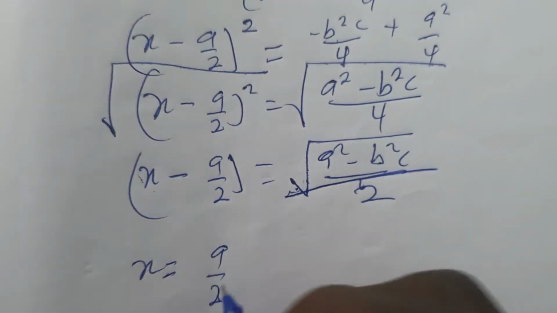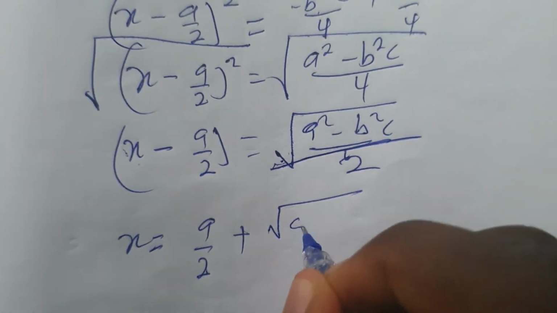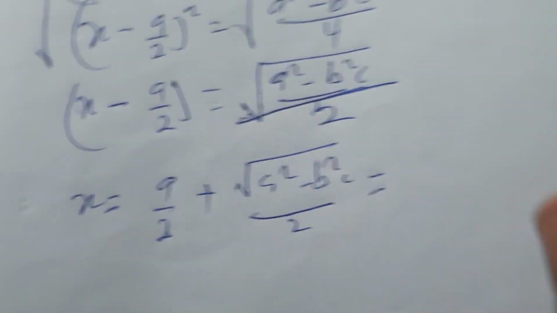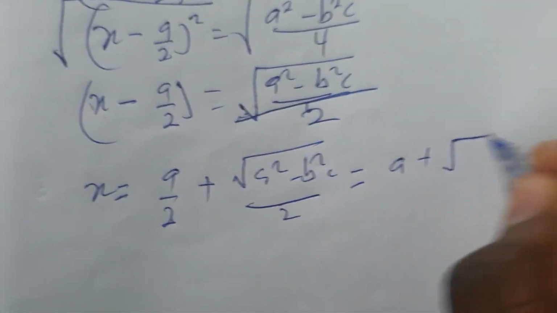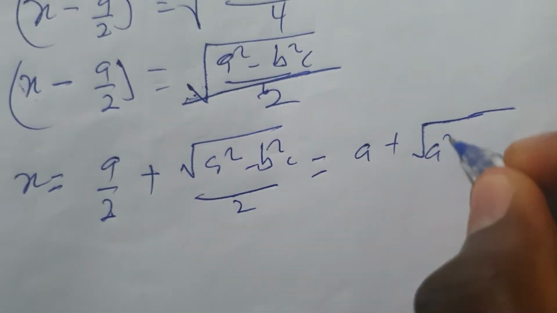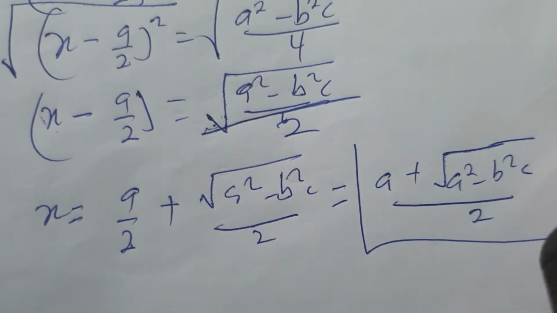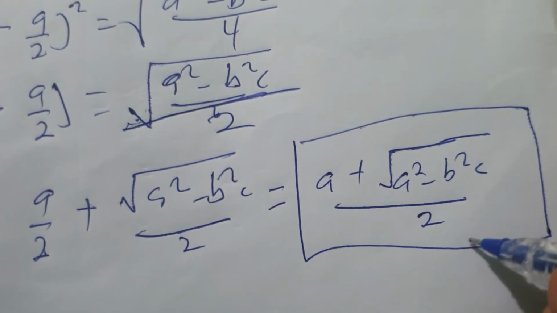We get a over 2 plus root a squared minus b squared c over 2, sharing a common denominator, so you can combine them and write them as this: a squared minus b squared c all on 2, and that will be our final value of x.